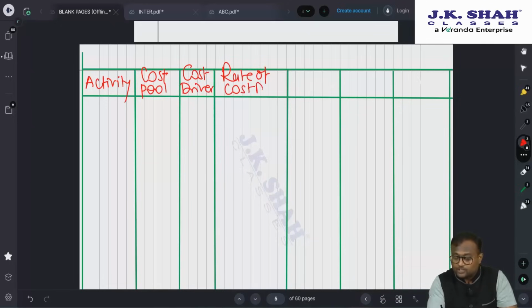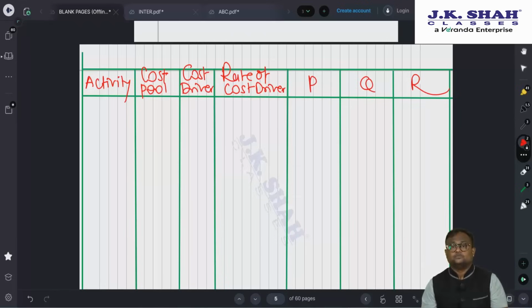Trust me, in every activity based costing allocation question, the first 4 columns are fixed and the next columns will be decided by the number of products produced and sold. If you are producing 2 products, it will be 4 plus 2. With 3 products, 4 plus 3. With 5 products, 4 plus 5. With 1 product, 4 plus 1. But the first 4 columns will be the same.